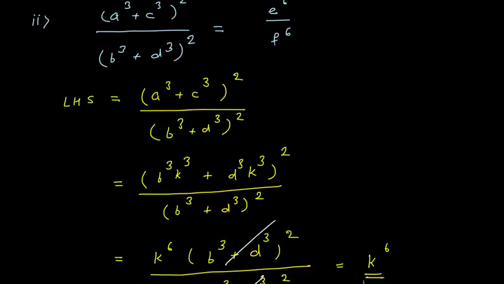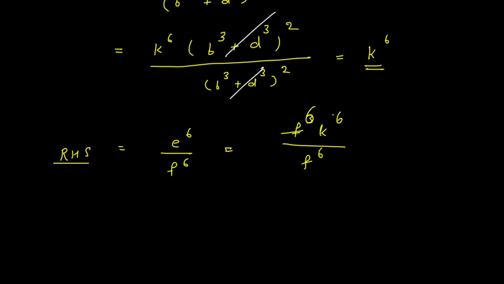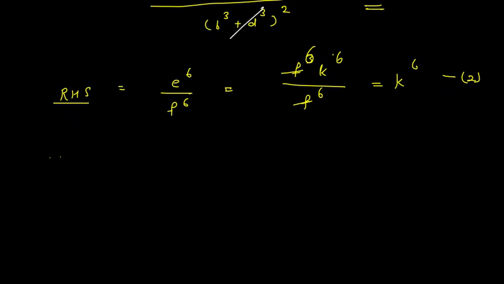Now what is RHS? E power 6 upon F power 6. If you take RHS, it is equal to E power 6 upon F power 6. Now this E can be written as F into K. So this will become F cube into K cube, power 6 we have, K power 6 upon F power 6. This F power 6 will cancel, and again we have K power 6. So in this equation you get K power 6, and in this equation you are getting K power 6. Therefore you can say that your LHS is equal to RHS.